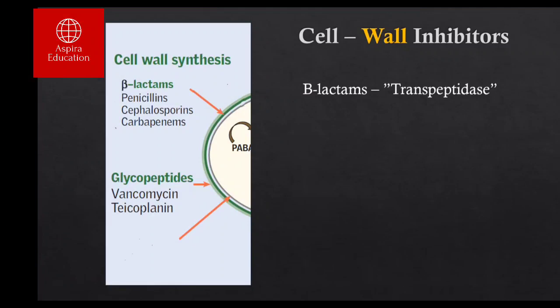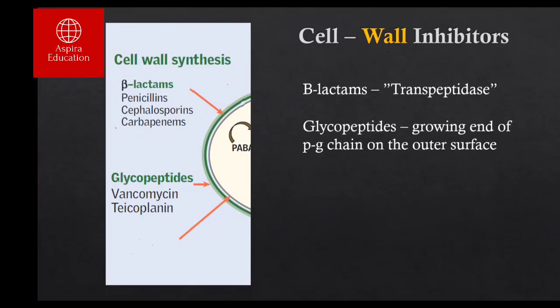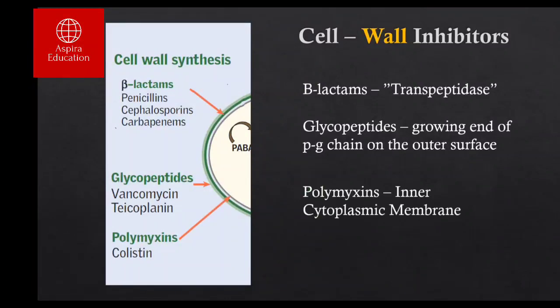So both these groups, beta-lactams and glycopeptides, act on the peptidoglycan chain. One inhibits the enzyme, one directly binds to the growing terminal on the outer surface. Now we have a third group which targets the inner cytoplasmic membrane and does not affect the peptidoglycan layer. They are the polymyxins, which include colistin and polymyxin B. Both are grouped under polymyxins, and they directly inhibit the inner cytoplasmic membrane. So these are the cell wall synthesis inhibitors.